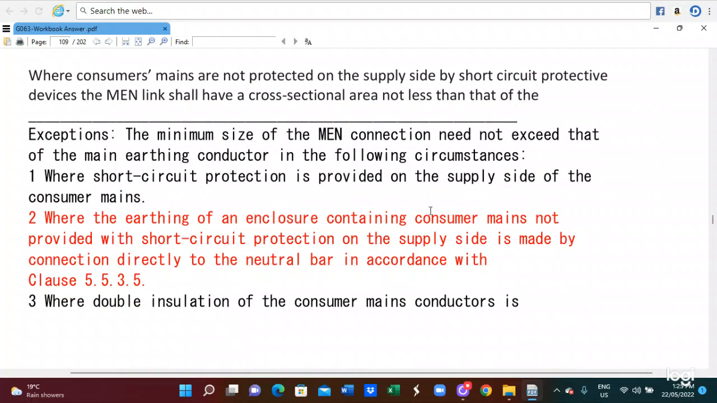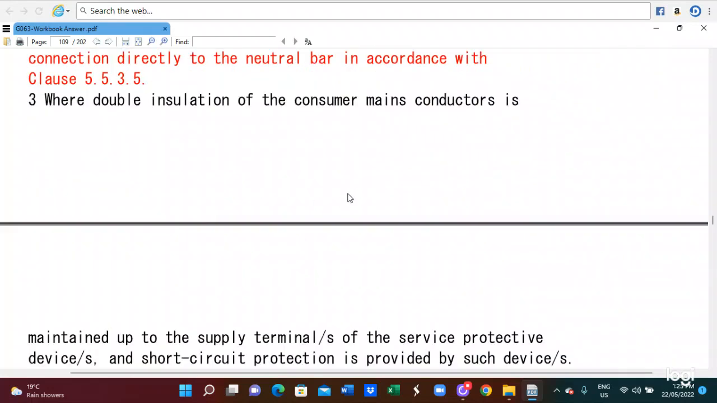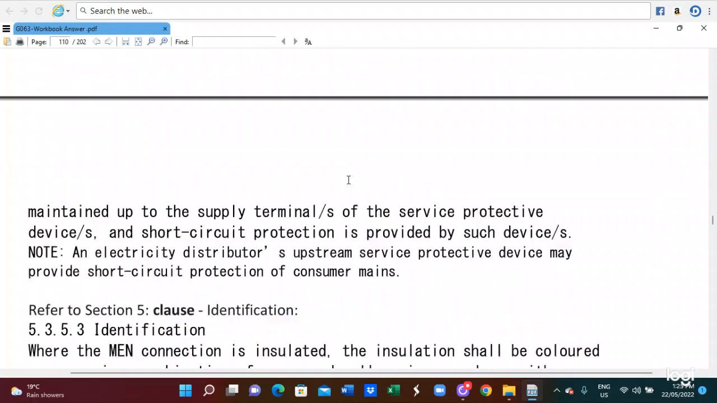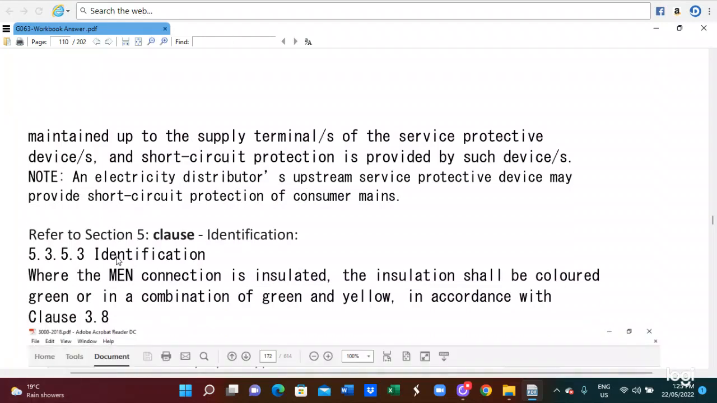Earthing of the enclosure connected to the consumer mains may not be provided with short circuit protection on the supply side, made by the connection directly to the neutral bar, in accordance with clause 5.5.3.5. The insulation of the conductor may, in this case, be made up to the supply terminal or service protective devices, with short circuit protection provided by the service devices of the electricity distributor. The upstream service protective device may provide short circuit protection of the consumer mains.